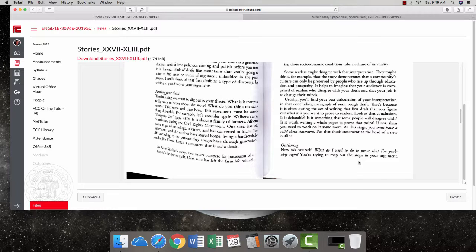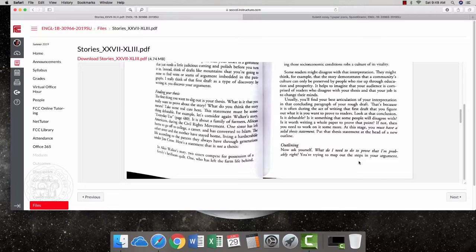For example, let's consider again Walker's story, Everyday Use. It is about a family of farmers, African Americans, during the Civil Rights Movement. One sister has left home to go off to college, a career, and has converted to Islam. The other sister and the mother have stayed home, living a hardscrabble life according to the pattern they always have through generations under Jim Crow.